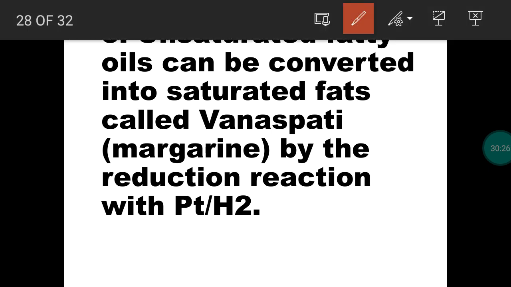Then addition reactions. Unsaturated fatty oils will be added with hydrogen gas, so addition reactions will take place. We have already studied that alkyne is converted into alkene, and alkene is converted into alkane. So addition reactions are common, or we can say reduction. Unsaturated fatty oils combining with hydrogen form saturated fats called vanaspati. The reaction will be catalyzed by platinum.